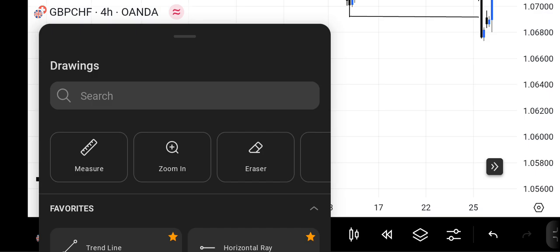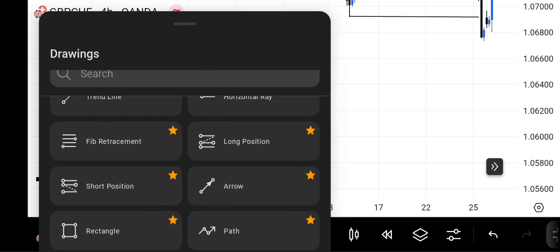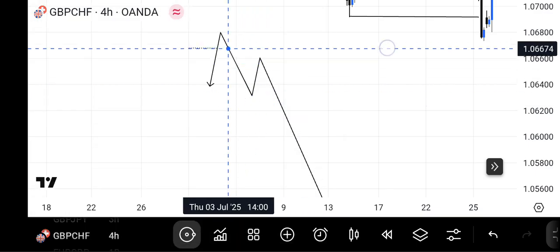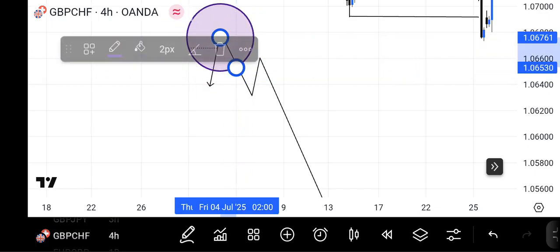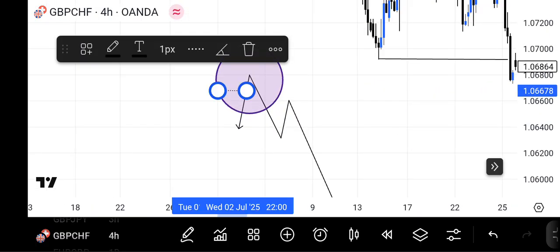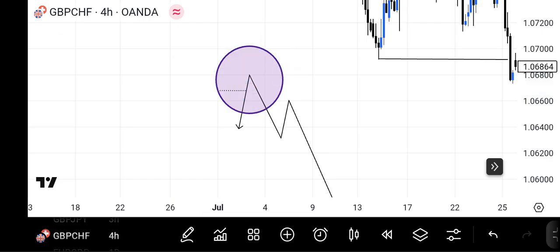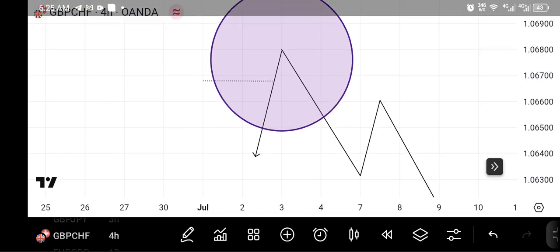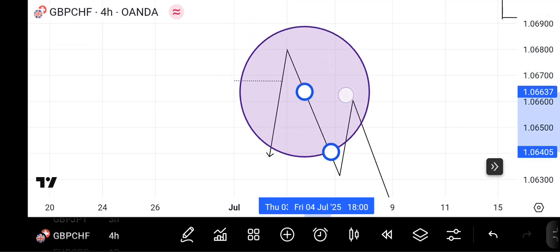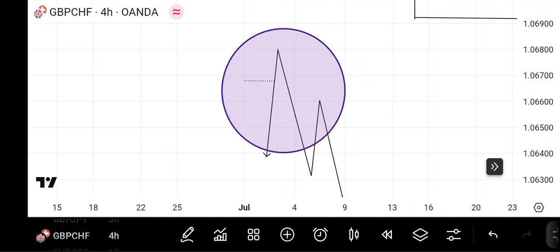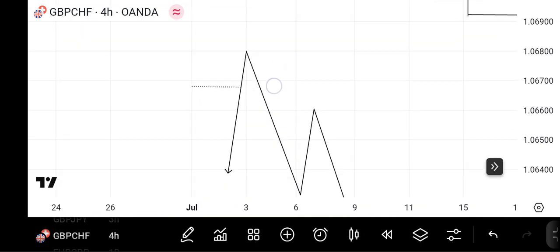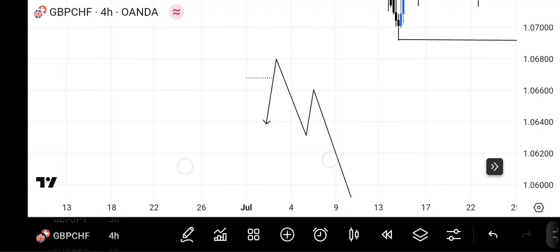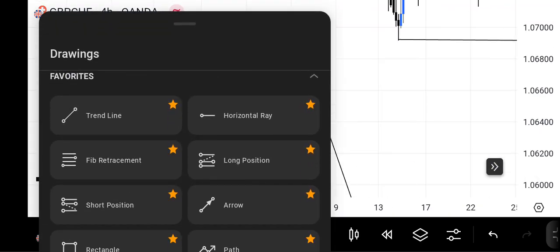Then my impulse, which is the A. I'm going to circle that out for us. This is my impulse, the impulsive move. This is the first leg, the impulsive move. And label that for us.